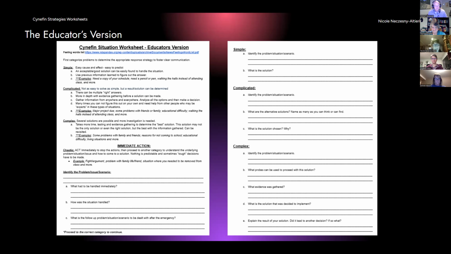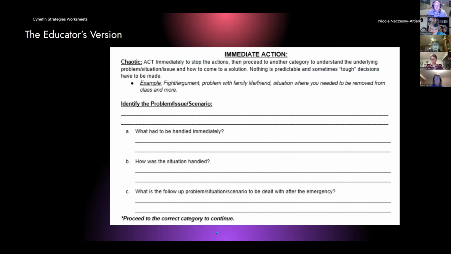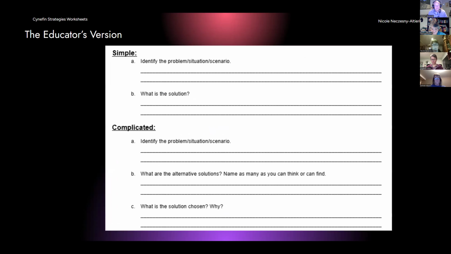Number three, what is the follow-up problem? So as we learned, there's usually a problem behind the chaotic problem. So that helps us to identify what that problem or situation scenario actually is. And then it leads to the other side of the worksheet. I will break that down. Sorry, I'm a little ahead of myself. So then I break it down to simple.